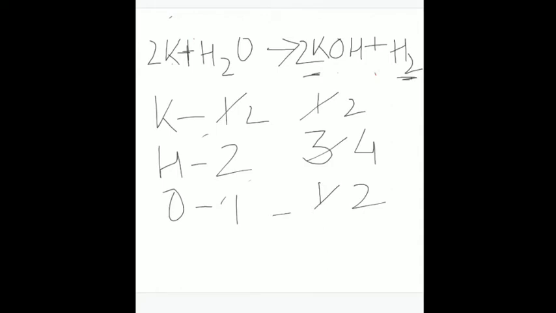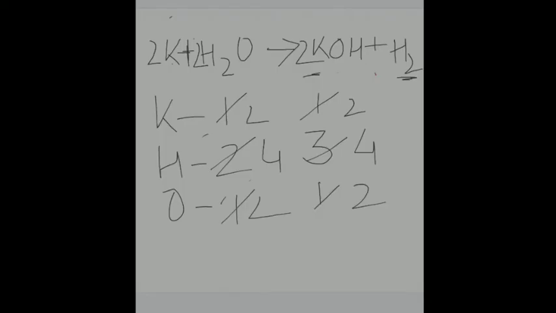Now we have to change this also. So what do we do? We again put 2 in front of water. That means now this has also changed. This becomes 4 and this becomes 2. Now this equation is balanced. Is it clear? You can take one more example.